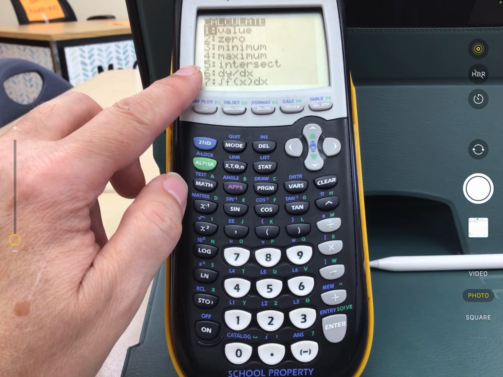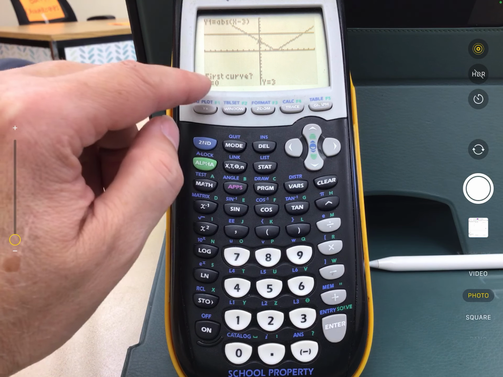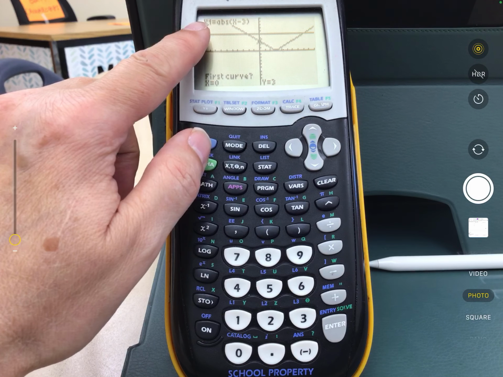And what I want you to notice up here in the left-hand corner, it's telling you what graph the cursor is sitting on. It's on y1, your absolute value function. And it's asking you, which one do you want? Do you want the first curve to be? I want it to be y1.